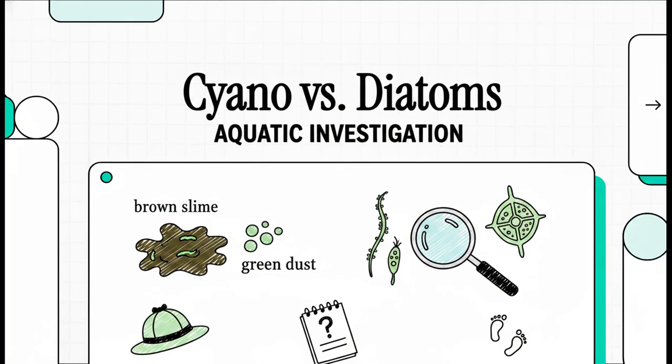Look, if you've ever found yourself doing what we aquarists do best, literally just staring at our rocks for hours, only to feel that absolute sheer frustration bubbling up because some mysterious brown slime or green dust is taking over, you are definitely not alone. It's kind of the ultimate aquatic whodunit, right? Well, today, we're turning you into a full-blown tank detective. Consider this your ultimate investigative toolkit for solving the great mystery of cyano versus diatoms.